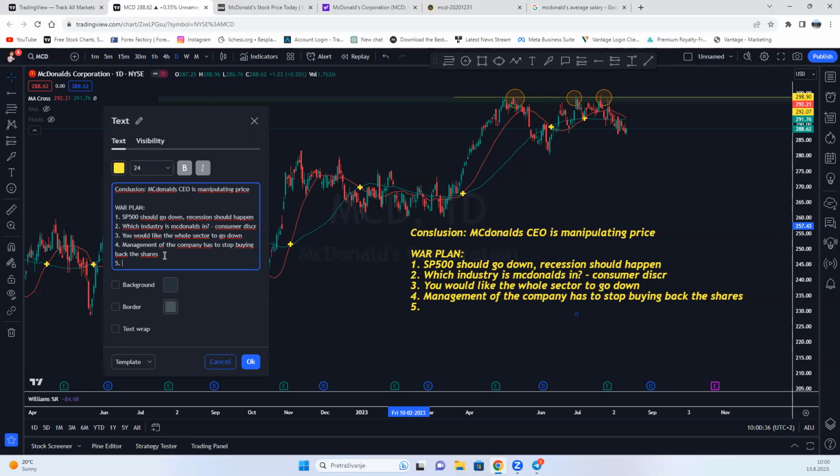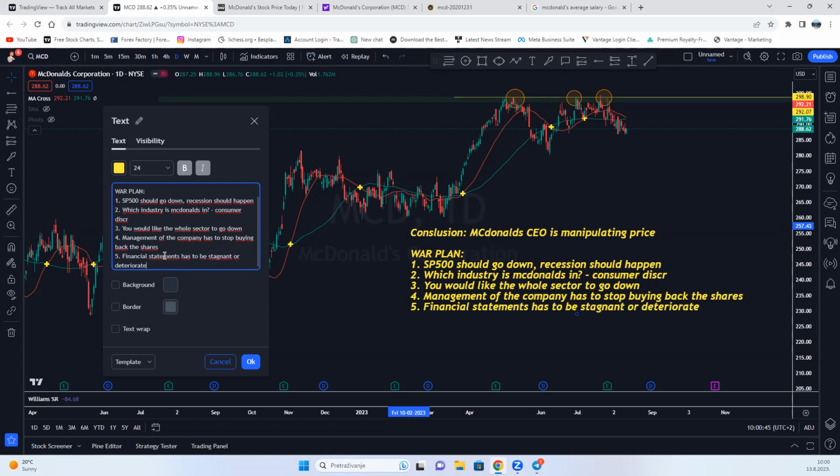And number five, financial statements have to be stagnant or deteriorate. Okay, then you have a company with stagnant financials or deterioration within a whole sector which is going down, and this is a good opportunity. Now, technical analysis. Now this is real analysis, this is real investment analysis, this is real trading. Now that you have set up all that needs to happen, we can't guarantee that it will happen.